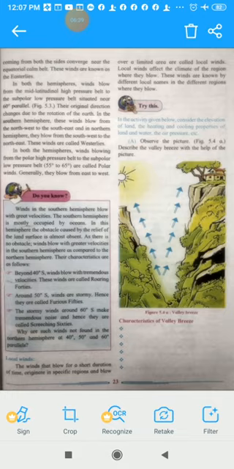Now have you all understood what easterlies and westerlies are? Yes: the winds whose direction changes from east to west are named easterlies, and when the winds change direction from west to east, they are called westerlies.